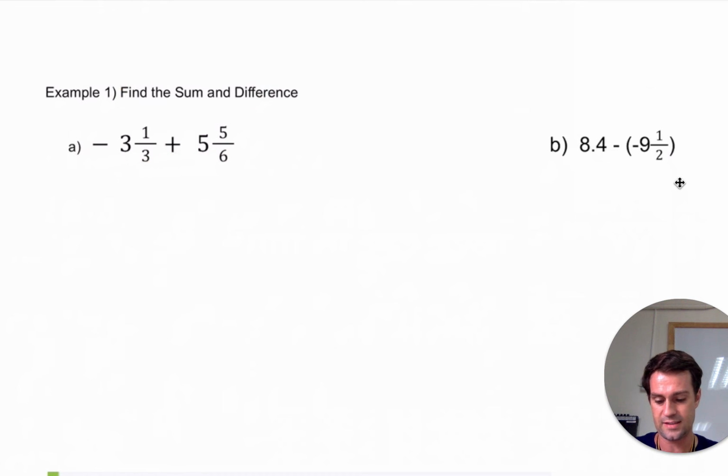So one strategy here: we need to find the sum or difference of -3 1/3 plus 5 and 5/6. So we first want to come up with a common denominator. We'll just call that common denominator 6. So we multiply the bottom times 2, the top times 2.